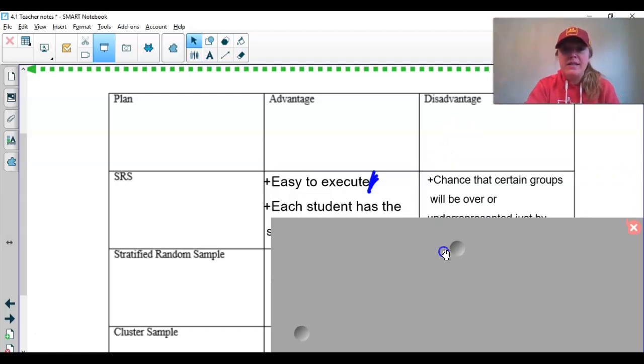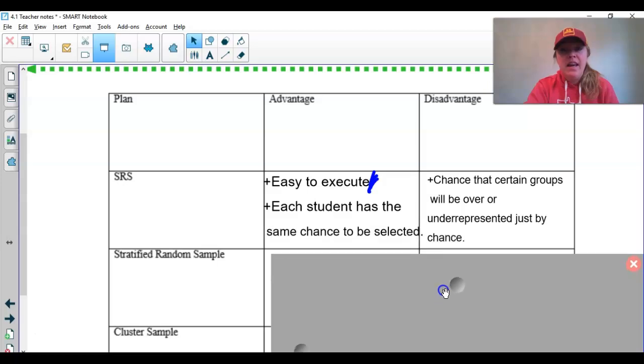And an advantage of an SRS, it's easy to execute, and each student has the same chance to be selected. A disadvantage, there's a chance that certain groups could be over or underrepresented just by chance. Remember, I talked about having that one hat. So an SRS is one hat, right? Well, if I have all of Armstrong in one hat, I pull out 100 names, I ask their opinions about high school, there is a chance that I could have a majority of lowerclassmen.